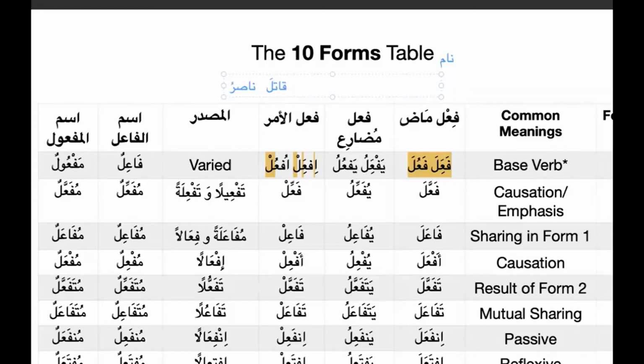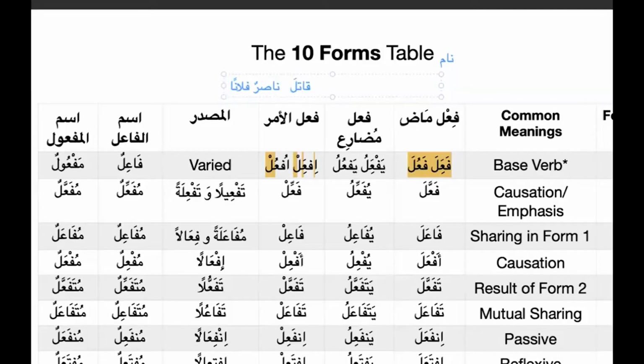Qatala Nasirun. Who did he fight? He fought somebody. Let's say he fought, here we go, Fulan. He fought somebody. Fulan basically means so and so in Arabic. Fulan means so and so. So it means Nasir is a person. We're saying Nasir fought so and so.